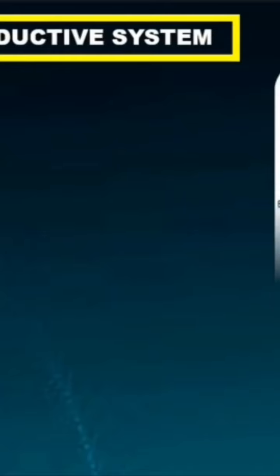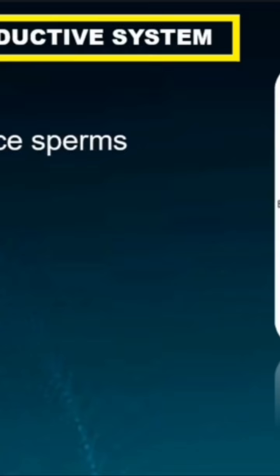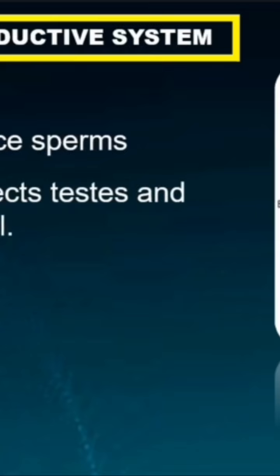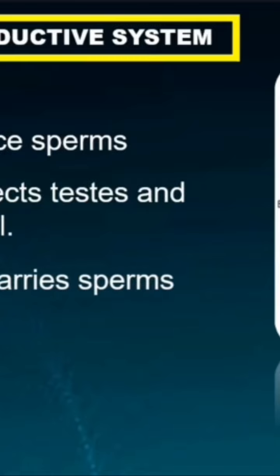animal develops. The male reproductive system consists of a pair of testes which produces millions of sperms, scrotum that protects testes and keeps them cool, sperm duct which carries sperms, and penis which releases sperms.